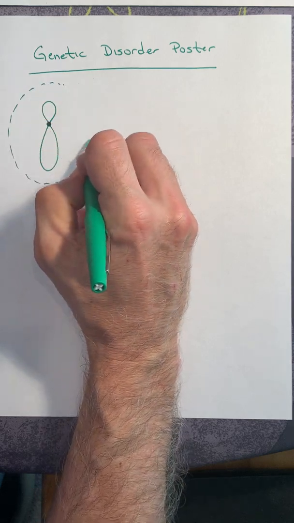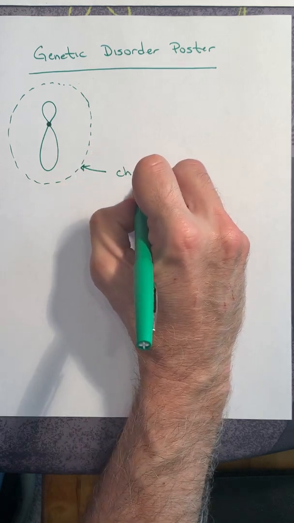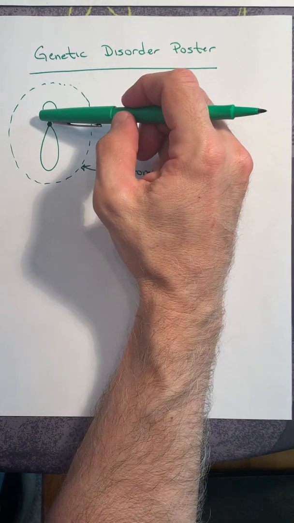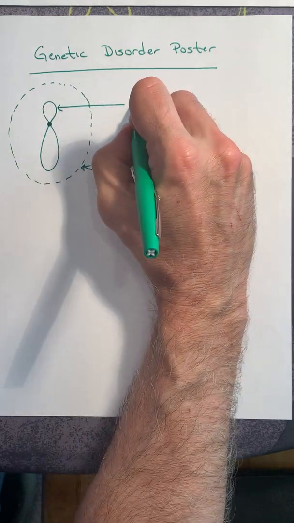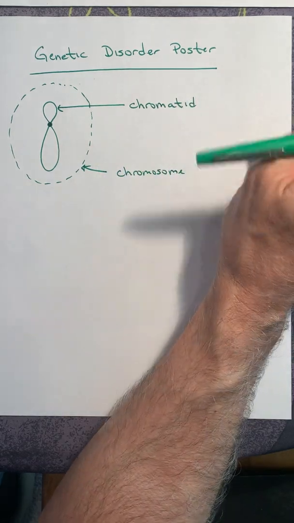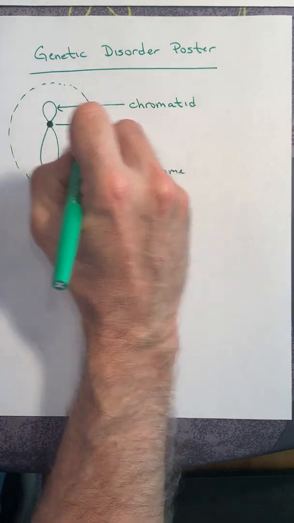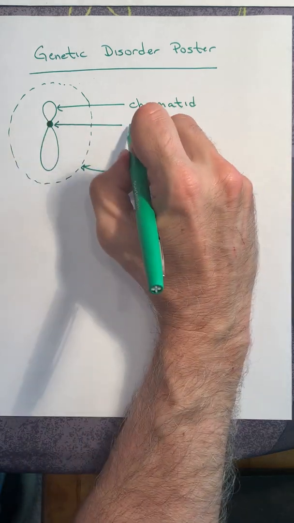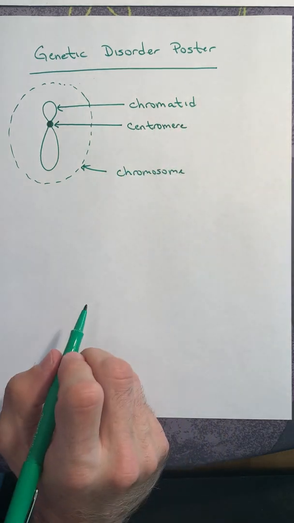So this entire thing is a chromosome. And chromosomes have a top section or a lobe and a bottom section or a lobe. And these sections or lobes are called chromatids. Again, be sure and add these to your notes. It's going to be the next to last section that we're going to add to your notebook. And then these two sections or these two lobes are held together by a protein ball called a centromere.